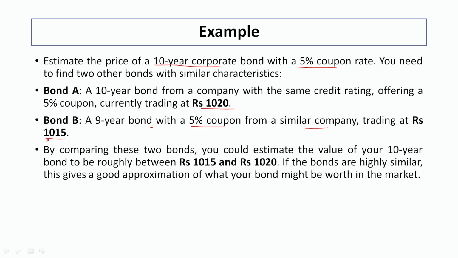So, if we compare these two bonds, our maturity period is around 10 years, roughly between these two. If bonds are highly similar, this gives a good approximation of what the bond is worth in the market. On the basis of these two values, we can evaluate that our value might be equal to these bonds, because the coupon rate is similar in both bonds, and the time period is similar in the case of our bond and A. So, we can assume that our bond will also have a value between 1015 and 1020.